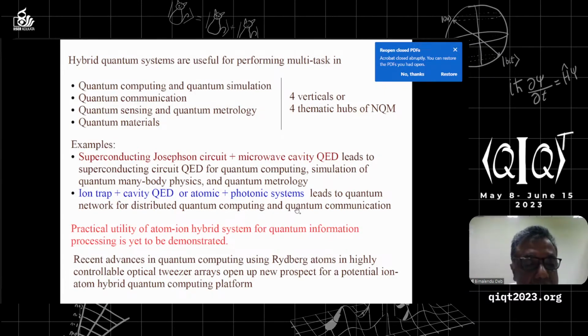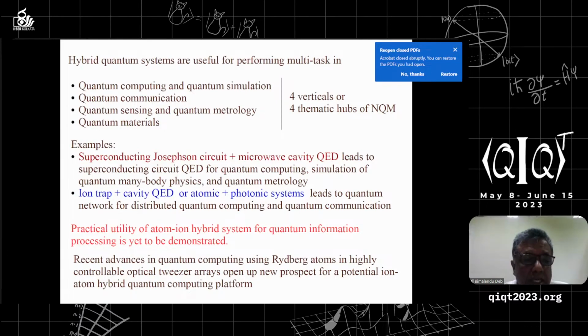So you can see that the hybrid systems are quite interesting. And here we will discuss a new kind of hybrid system, which is the atom-ion hybrid system. The practical utility of this hybrid system for quantum information processing is yet to be demonstrated. But in other hybrid systems like superconducting circuit QED or ion trap plus cavity QED, just last month there was a PRL paper on ion trap plus cavity QED.